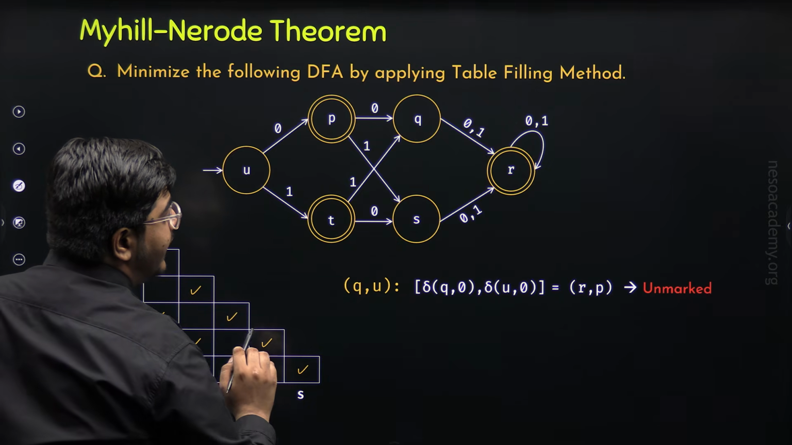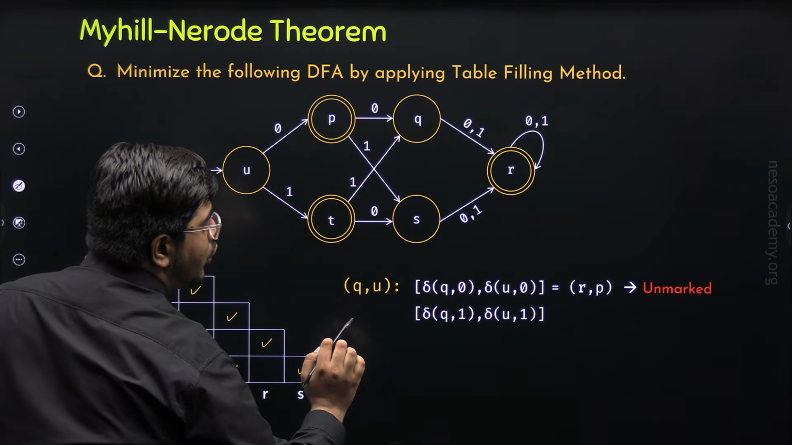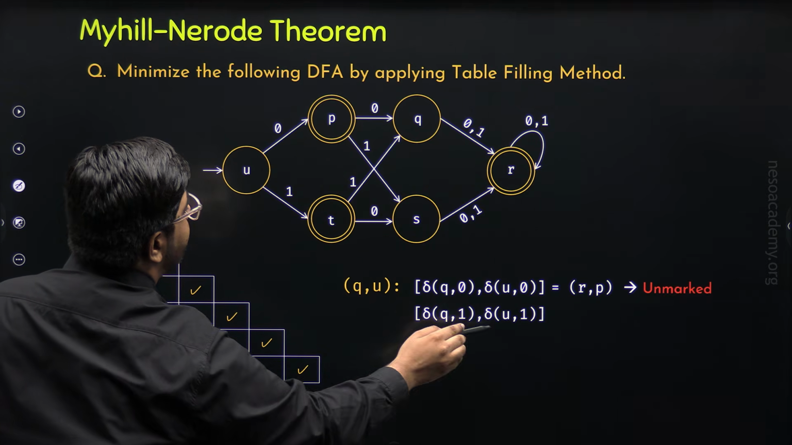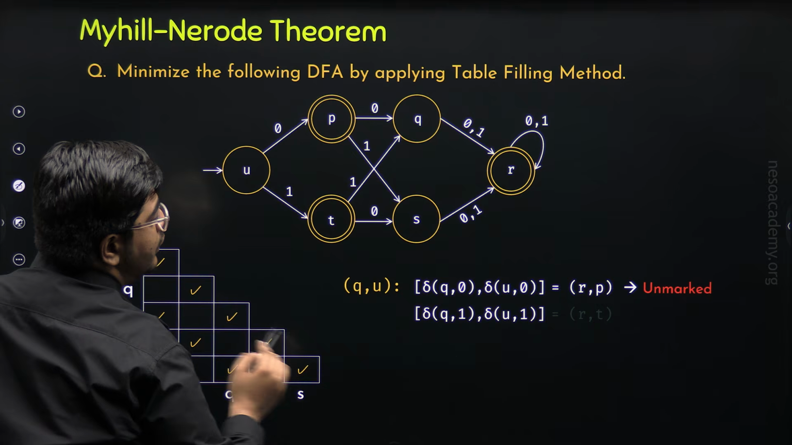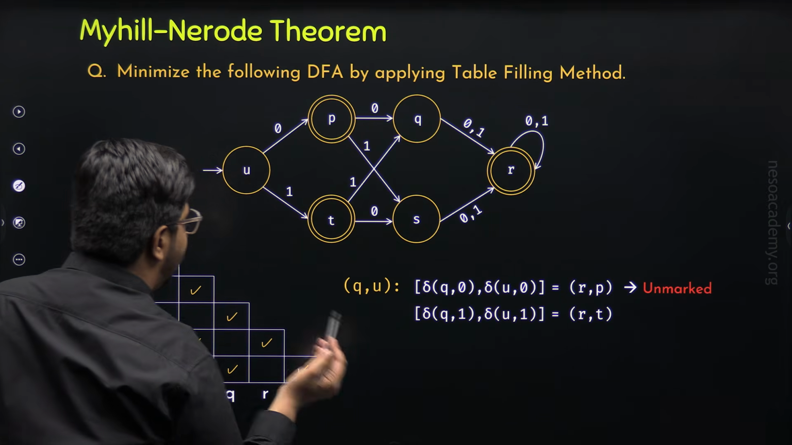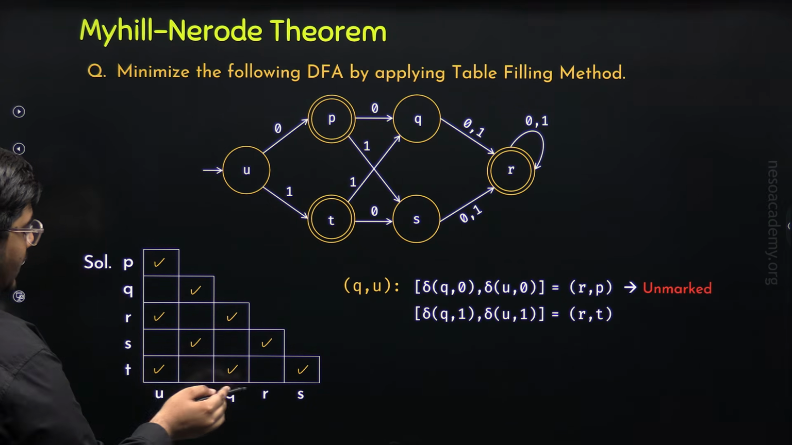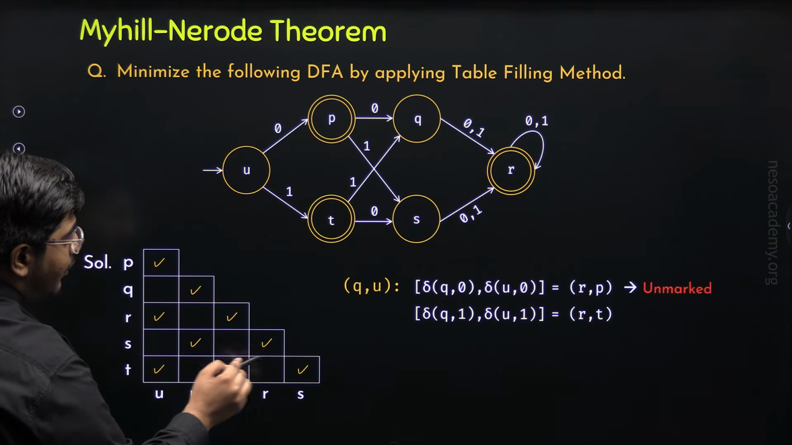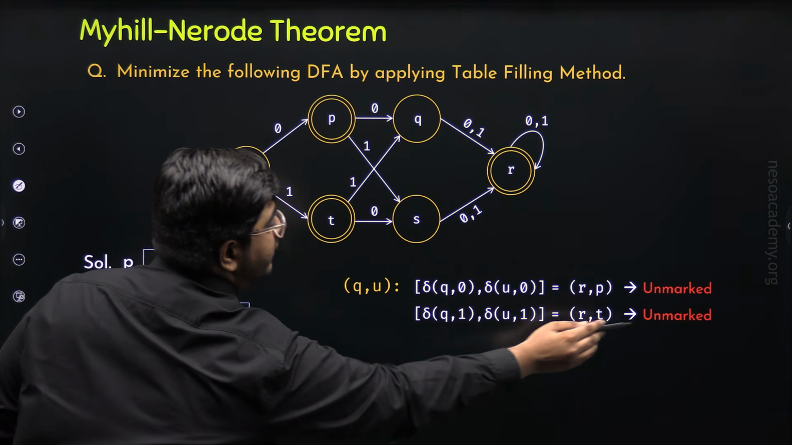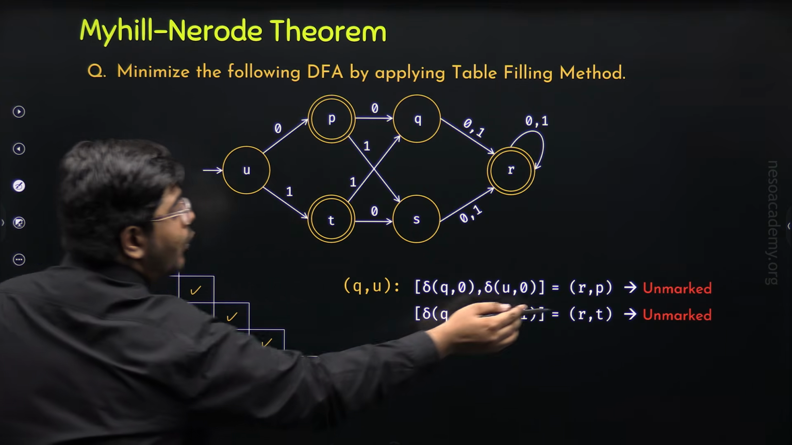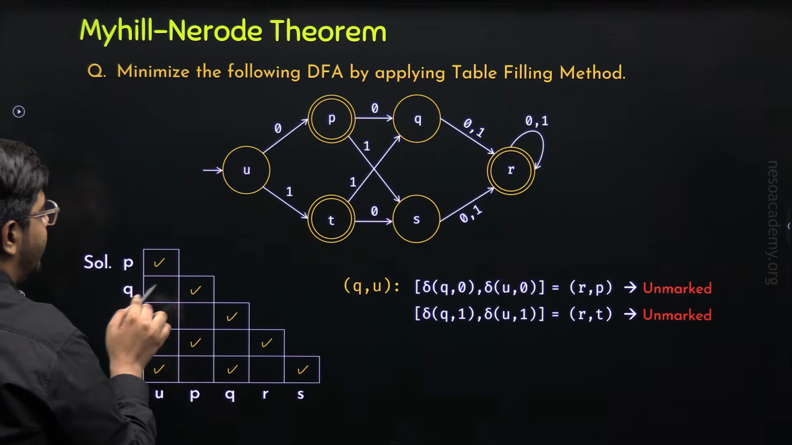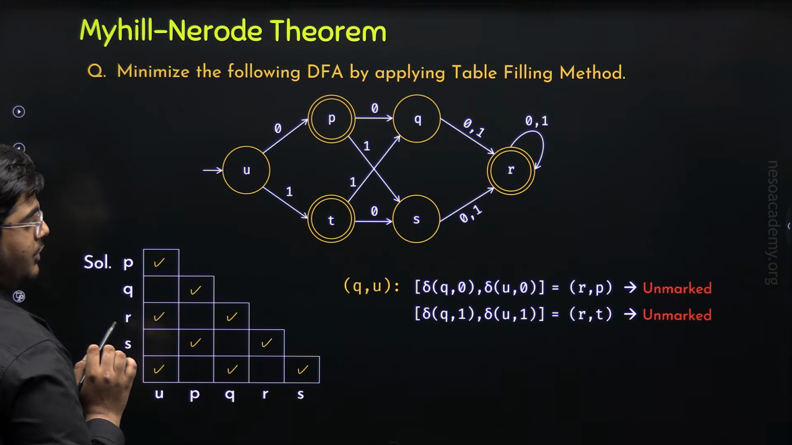So now we will write delta Q, 1 and delta U, 1. Q, 1 is R and U, 1 is T. So we will write R, T. Let's check R, T also. R and T, this one, RT. This is also unmarked. So here we will write unmarked, and since both are unmarked, that means QU also will remain unmarked for this particular iteration.